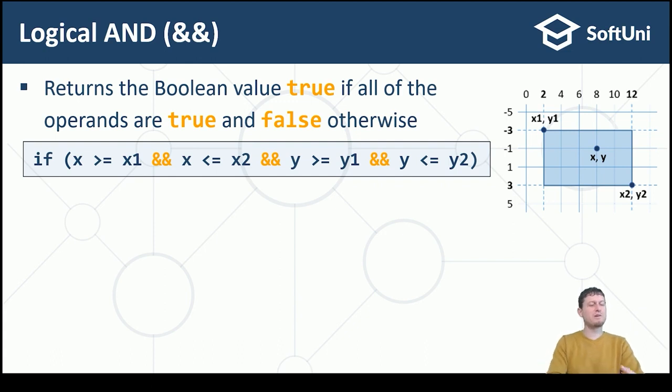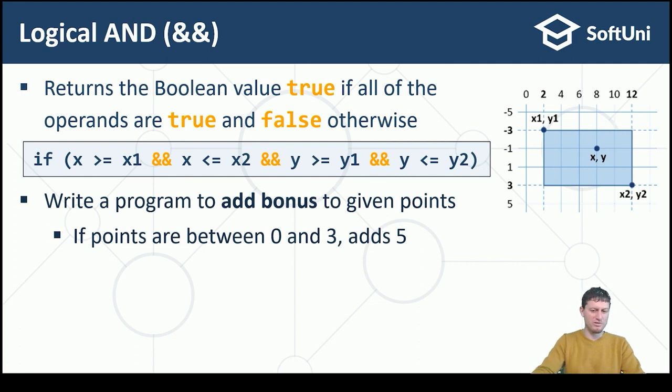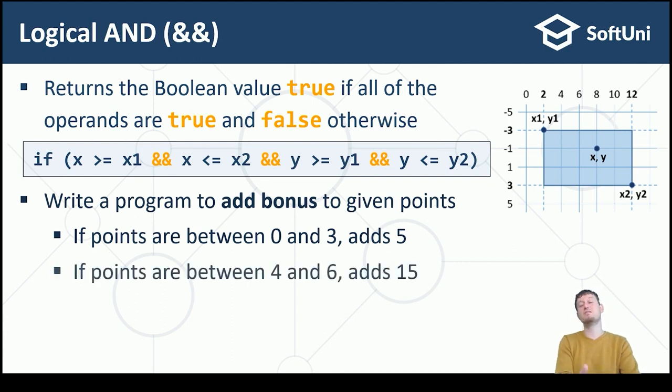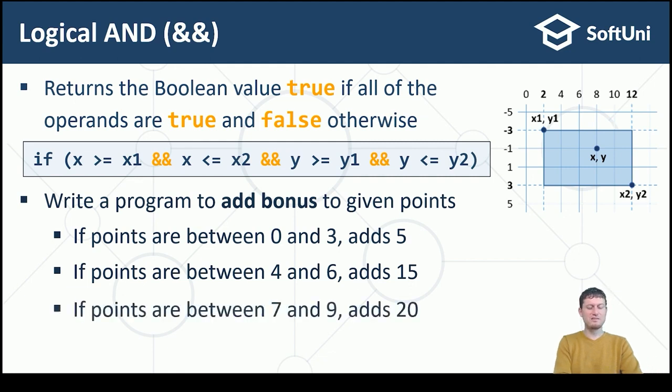Another example is to write a program which adds bonus points to a given number. So we have achieved some result, and if the result is from 0 to 3, we add 5 bonus points. If the result is from 4 to 6, we add 15 additional bonus points. If the points are between 7 and 9, we add 20 additional bonus points. So this is how this can be implemented. If we have 4 points, we add 15 more and our result is 19.